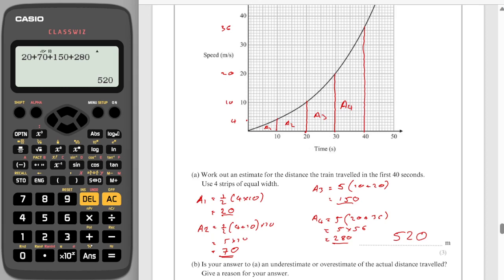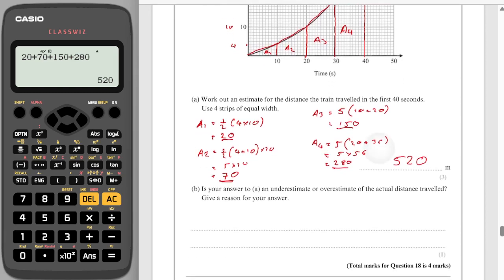Part B, is your answer to part A an underestimate or an overestimate? Well, what we've actually done is we've worked out the area of each of these shapes, and the actual area is slightly less than each of them because of the nature of the curve. So we've got slightly less here, slightly less here, slightly less here, slightly less here. So my estimate would be an overestimate.